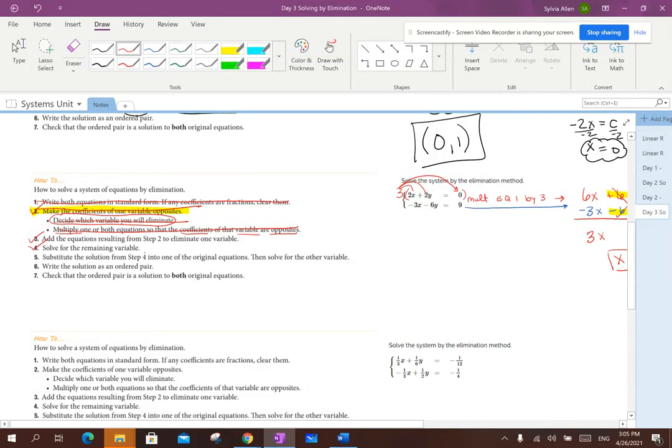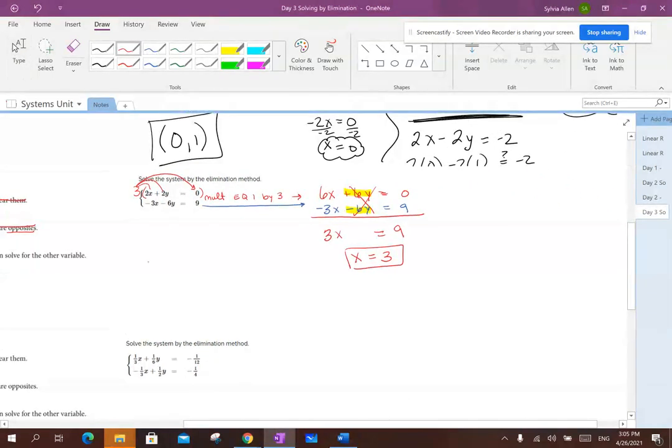Now 5 says to take your answer from step 4 and plug it into the original equation. So my original equation was 2x plus 2y equals 0. So 2 times x plus 2 times y equals 0. My x that I found was 3. So I've got 6 plus 2y equals 0. I'm going to subtract 6, and then I'm going to divide by 2. So I get y is equal to negative 3.